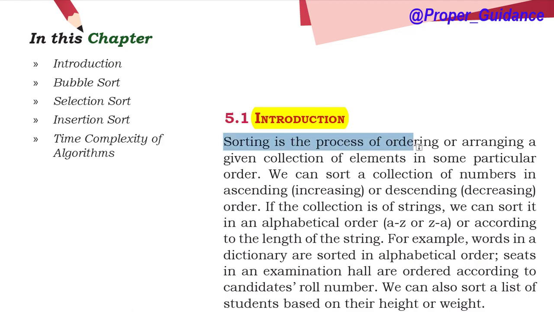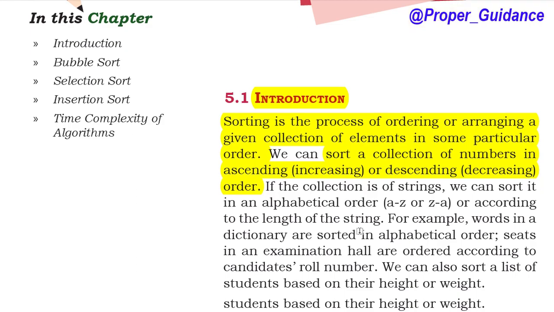Sorting is the process of arranging a given collection of elements in some particular order. We can sort a collection of numbers in ascending or descending order. This is the very basic point, that when you are arranging something, either you will arrange it in ascending order or in descending order, that is either in an increasing way or in a decreasing way.